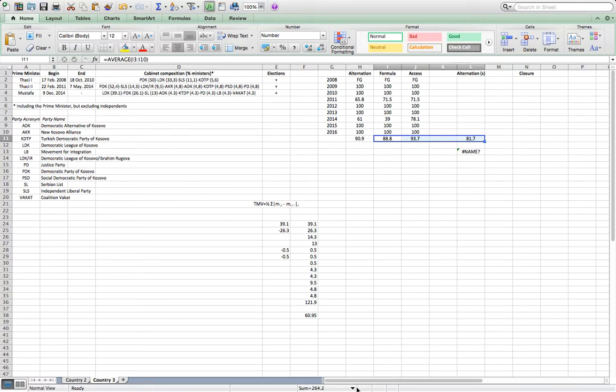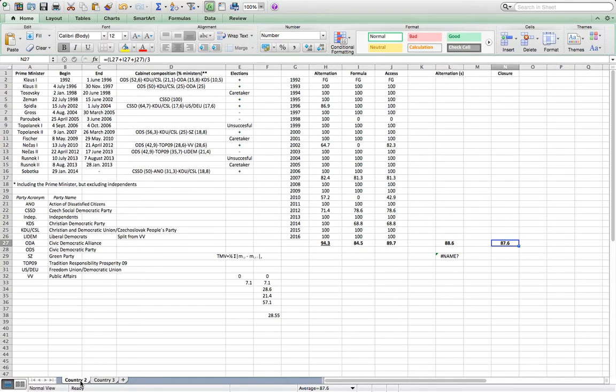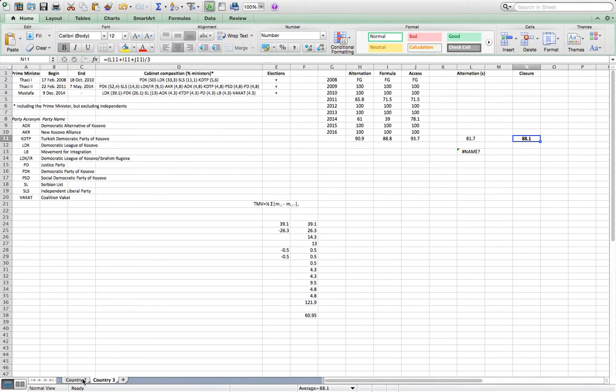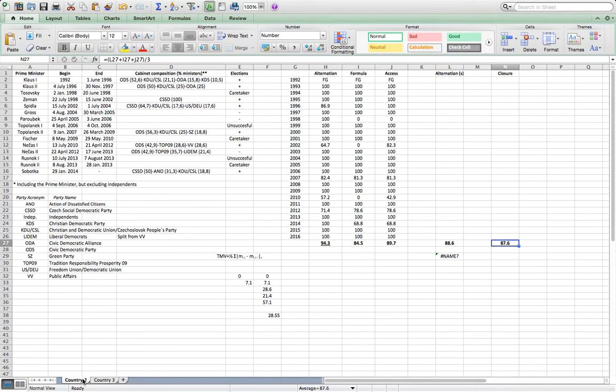We just simply can do this also. There are different ways of finding the averages, you see, so it should be 88.1. But let's do it manually. So basically alternation standardized plus formula plus access divided by 3. And we get 88.1 as we were supposed to do. Final score of closure for Kosovo, 88.1. If you compare it with the Czech Republic, we see that the Kosovar party system is closer, so it's more institutionalized than the Czech party system.